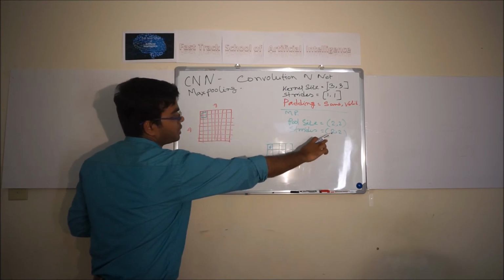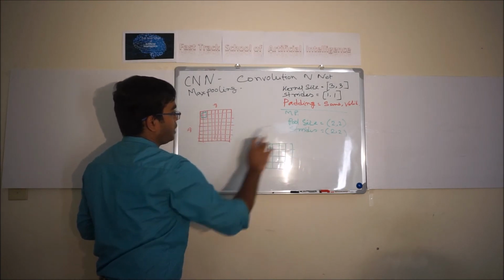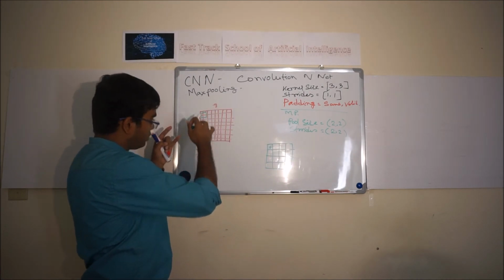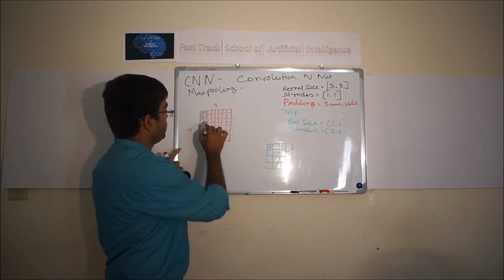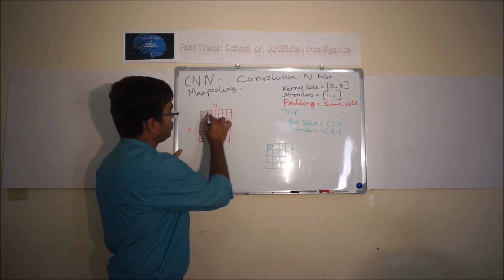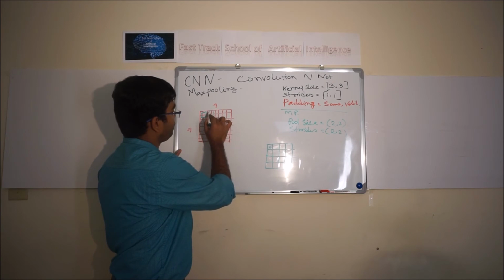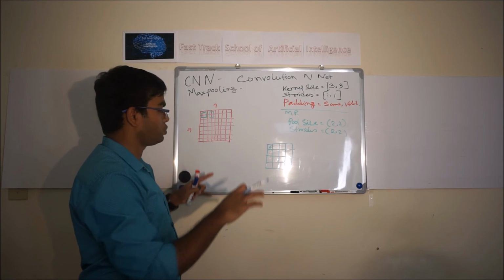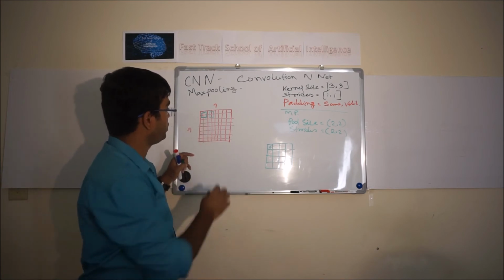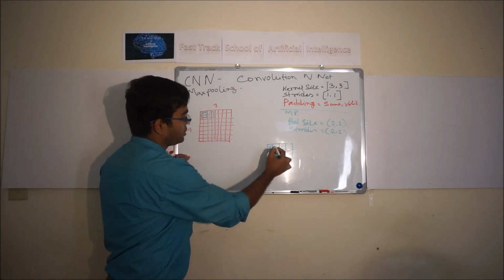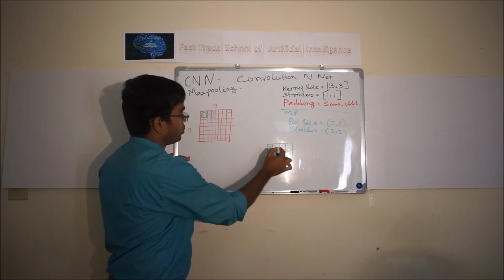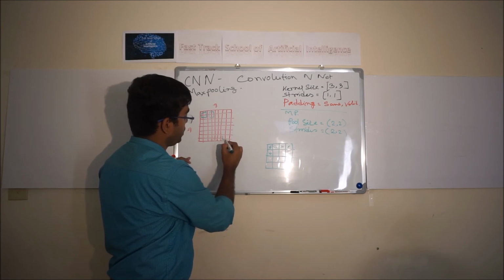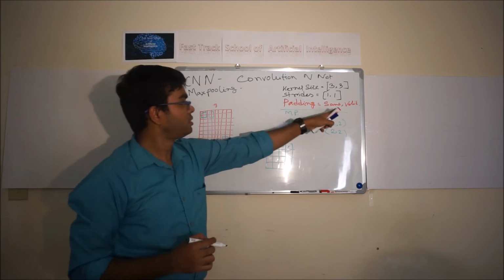And then it will slide toward the right till the end, and then toward the bottom till the end. Next, it is going to pick up this particular pool and find the maximum value for those 4 cells. Whatever maximum value it gets, it is going to place it here, and so on, till it reaches the end. The same padding concept is there.